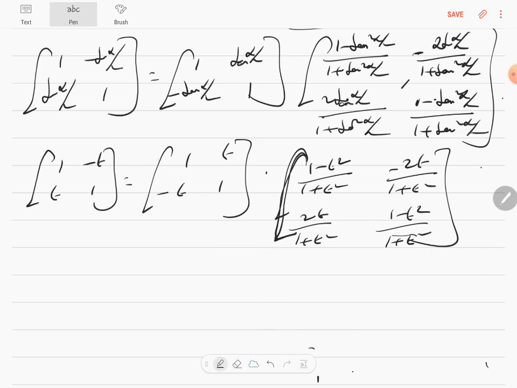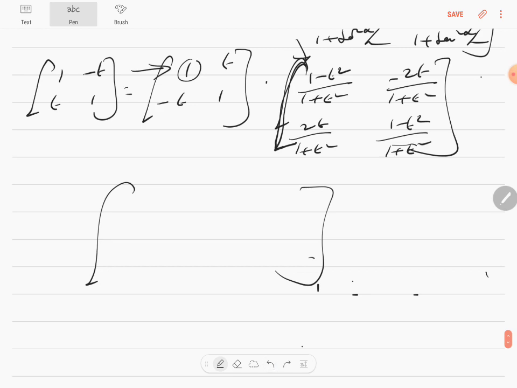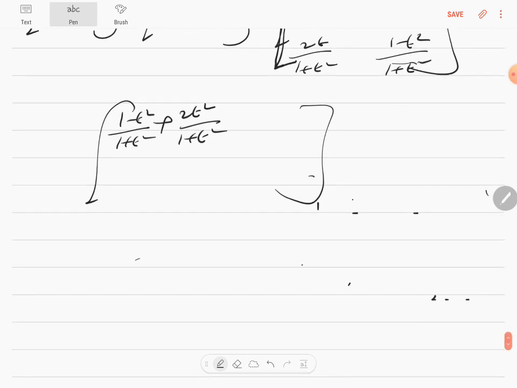It's the first row multiplied with the first column. So I'll get the first element, you understand? First row with the first column, I should multiply this with this and this with this and add. Correct? Multiply 1 with 1 minus t square by 1 plus t square, you'll get 1 minus t square by 1 plus t square, plus t into 2t by 1 plus t square will be 2t square by 1 plus t square. First row first column, those elements have to be multiplied and the total has to be added, because the first position stands for A11, which is first row first column.